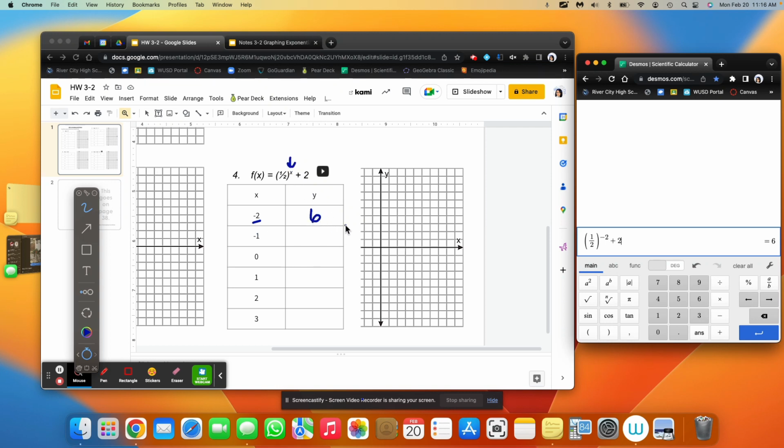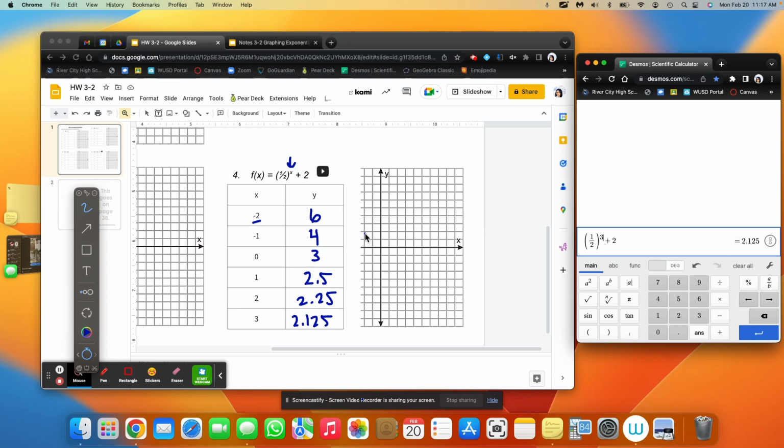Now we're just going to change our exponent. Now we're going to plug in -1. We get 4. Now I'm going to plug in 0. We get 3. Now I'm going to plug in 1. We get 2.5. Plug in 2. 2.25. And now we're going to plug in 3. 2.125. As we can see here, it looks like we're decreasing and we're getting closer and closer to 2. So let's go ahead and graph this.